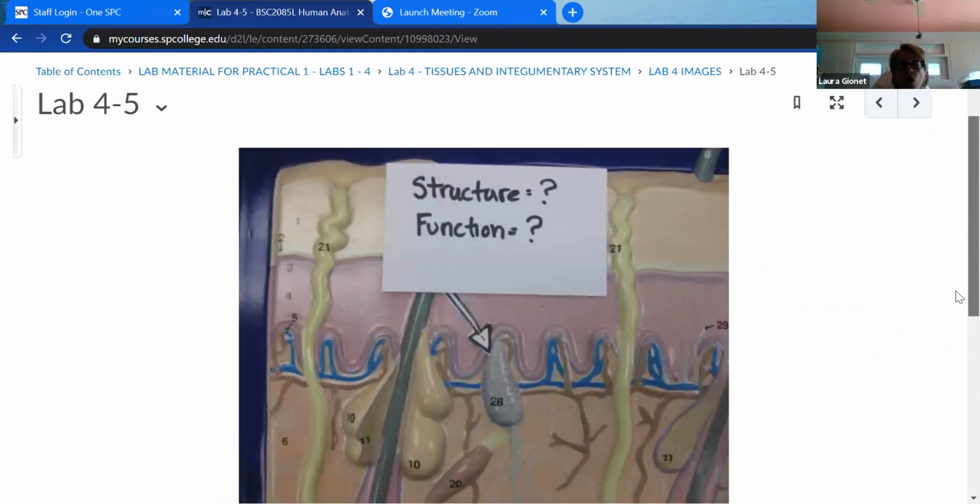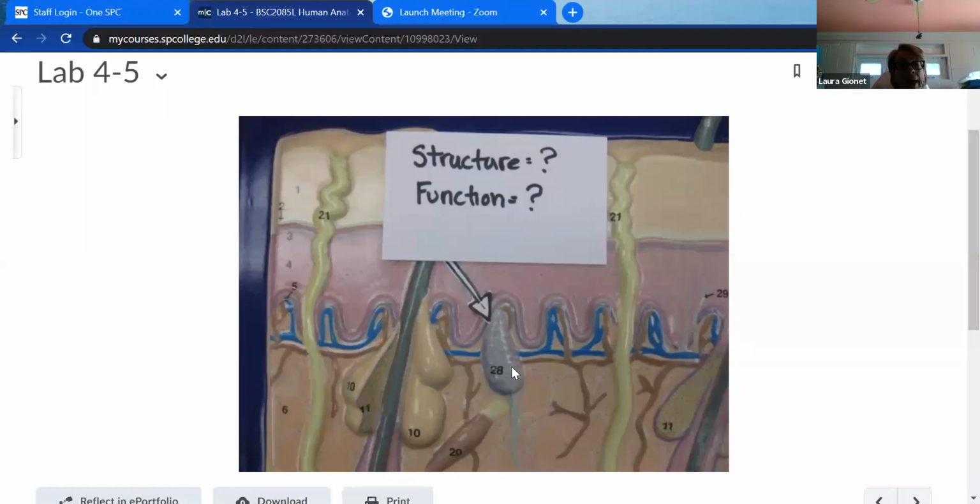Then we have in the next image, we're pointing to the little sperm-like structure there. That's a Meissner's corpuscle. What is its function? Light touch or light pressure reception.